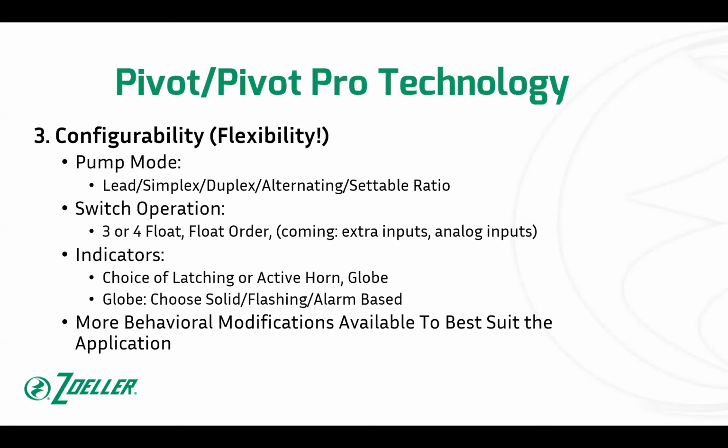The next bullet there, for switch operation, 3 or 4 floats. The duplex panels come with a jumper pre-installed, and that's so that you can just use a 3 float setup, a stop, lead, and then a lag high. It's already jumpered, so you don't have to install a jumper. If you want to use a 4 float setup, you just pull that jumper out, which separates those 2 inputs inside the panel. You can change the float order. You can do stop, lead, lag, high, or stop, lead, high, lag.